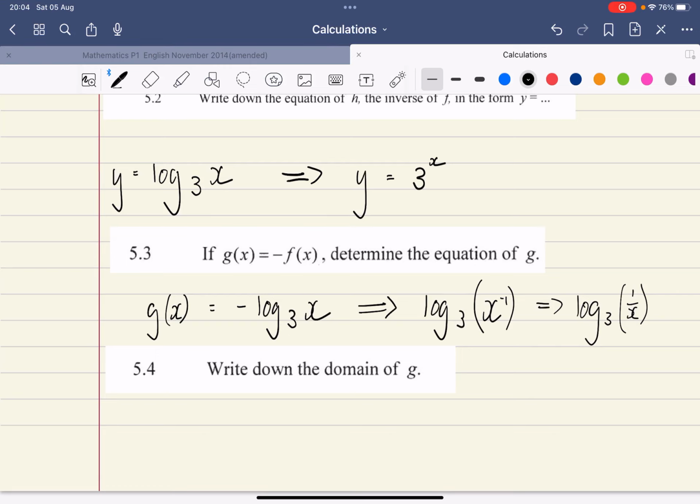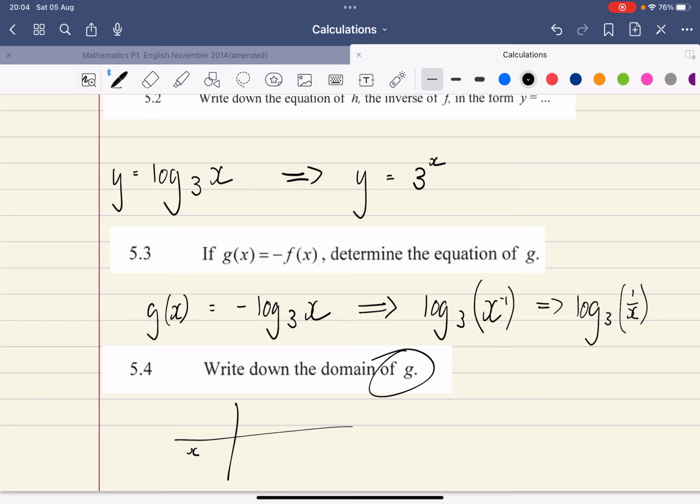Question 5.4. Write down the domain of G. And I hope you realize when we talk about the domain, we're dealing with the x values. So it's asking what are the values of x for which G, which is our graph that we're dealing with, will interact with and cut.